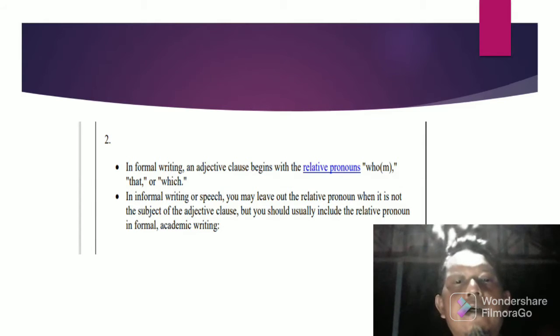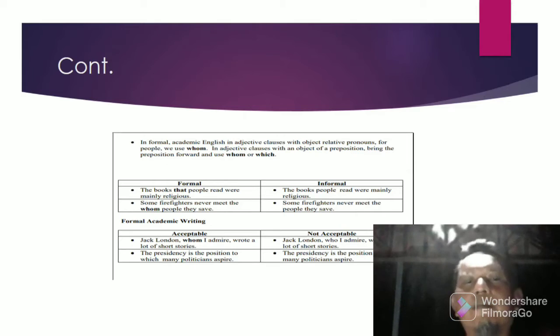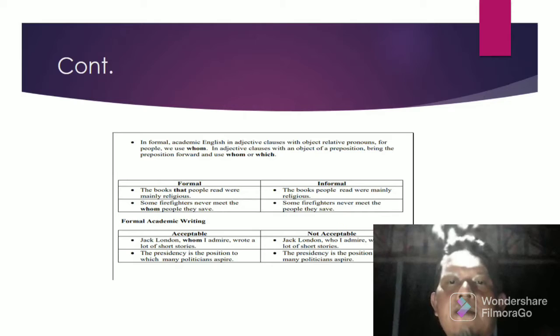while in informal writing or speech you may leave out the relative pronoun when it is not the subject of the adjective clause, but usually you must include the relative pronoun in formal academic writing. Take a look at the example. In formal academic writing, an English adjective clause with an object relative pronoun: for people, we use whom. And in an adjective clause with an object of a preposition, bring the preposition forward and use whom or which.